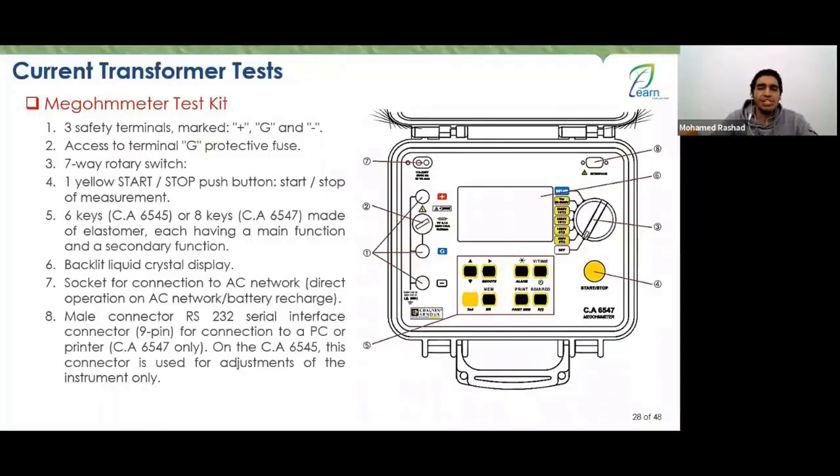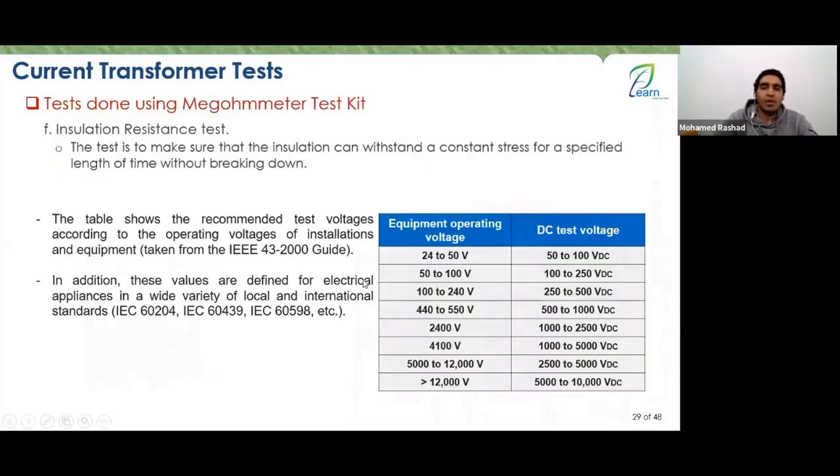We'll then move on to the insulation resistance test. Of course, I'm not going to read the text to you as it is. Instead, I'll show you the device right in front of you, which is what we will be working on. However, I want to explain something to you first.